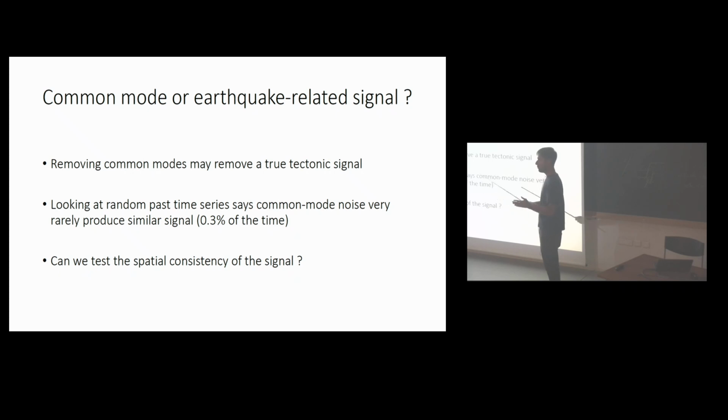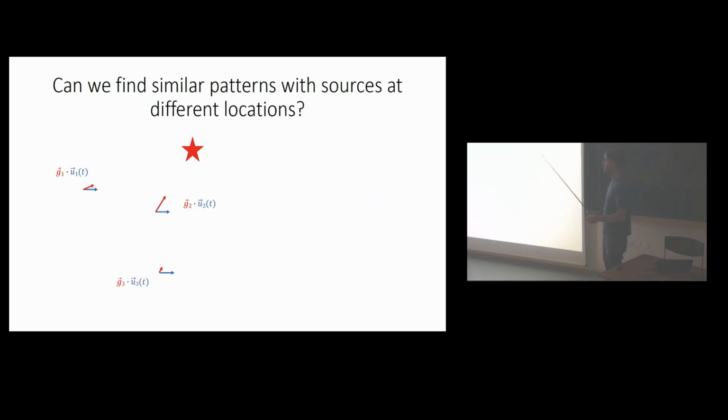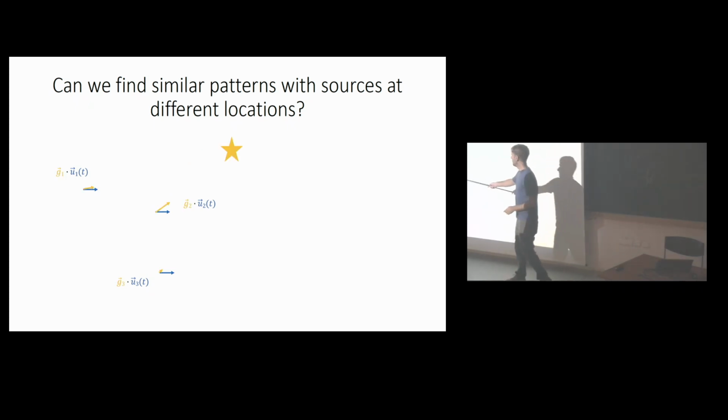But there are other ways we can test the consistency of this signal, and one way is to look at it spatially. One quick thing that you can do is to move the source around. When we calculate our Green's functions here, we assume that we know the location of the future earthquakes, so what happens if you move those locations? We are going to calculate new Green's functions here that are associated with a new location.